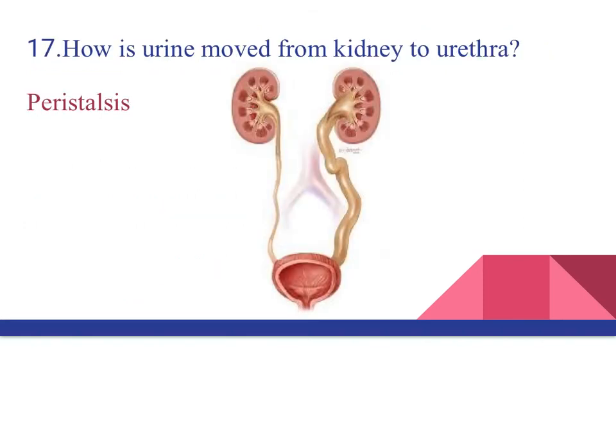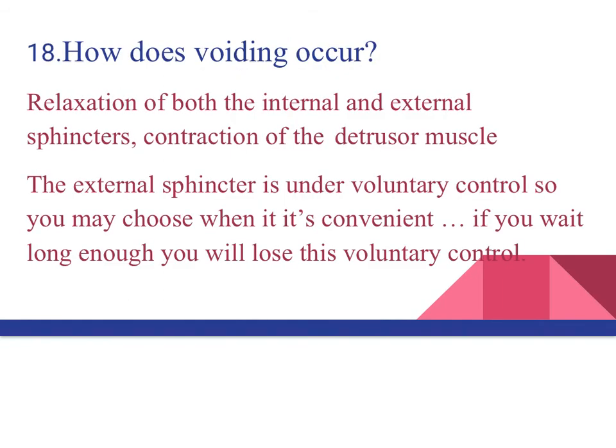How is urine moved? Like all smooth muscles that are in a tube, they move things via peristalsis, which is like a squeeze and a push, a squeeze and a push. Voiding has to do with going to the bathroom.